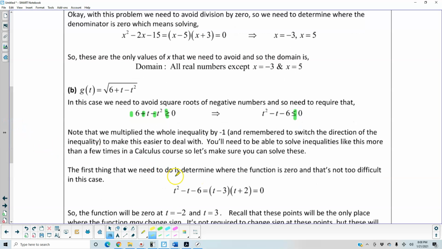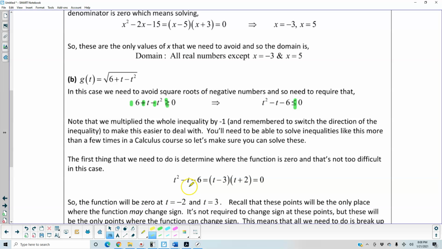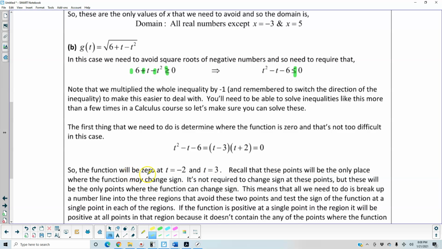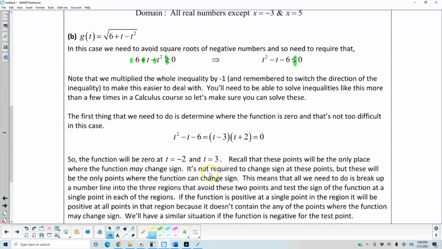The first thing we need to do is determine where the function is 0, and that's not too difficult in this case. We have t squared minus t minus 6. We're going to factor that to be t minus 3 times t plus 2, which is equal to 0. Now solving for t, the function will be 0 at t is equal to negative 2 and t is equal to 3.